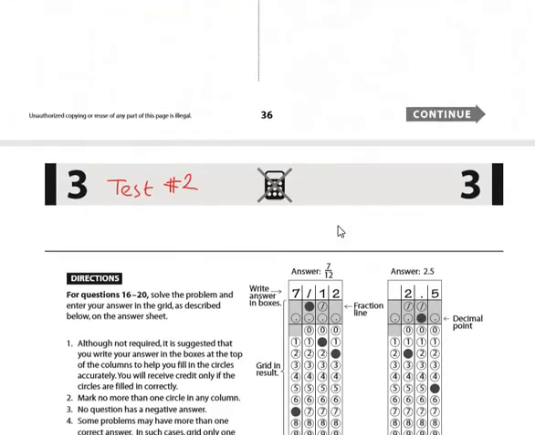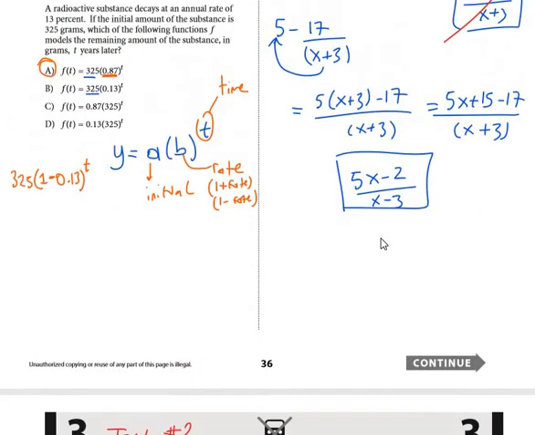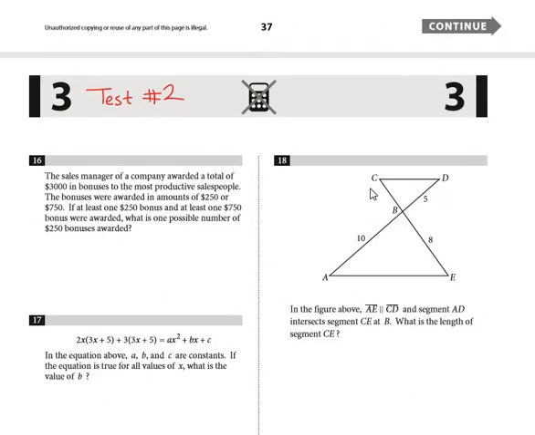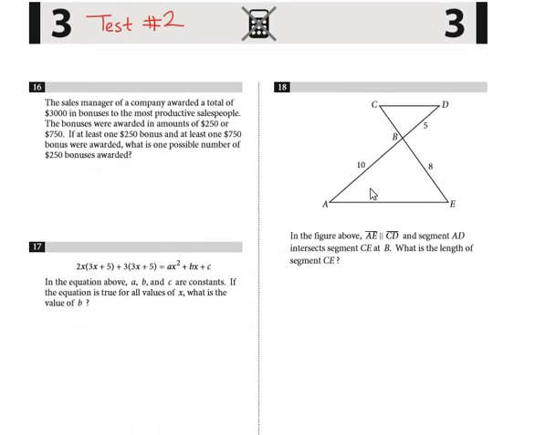Question number 16. Okay, we finished the multiple choice part. Now we're going to start the grid-in part. So this is the free response part. Number 16. The sales manager of a company awarded a total of $3,000 in bonuses to the most productive salespeople. The bonuses were awarded in amounts of $250 or $750. If at least one $250 bonus and at least one $750 bonus were awarded, what is one possible number of $250 bonuses awarded?